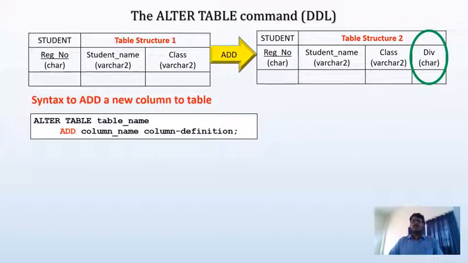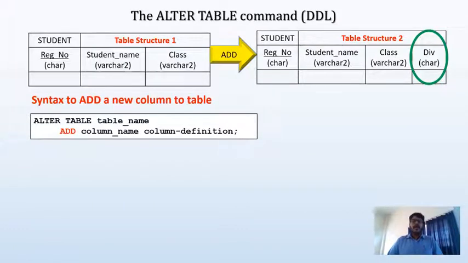Let me show you the syntax to add a new column to the table. Again, the syntax is very simple. We have to use the alter table keywords, after this we need to specify the table name, and after that, where we were using the modify keyword earlier, here we have to use the add keyword. So alter table, table name, add. Add is one more keyword which will be used to add a new column to the existing table structure.